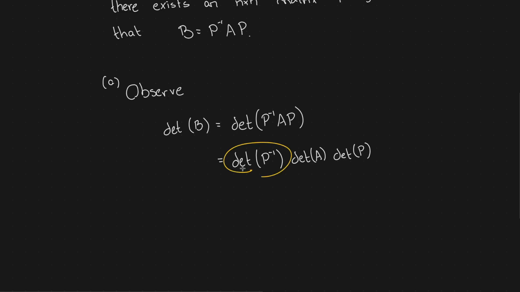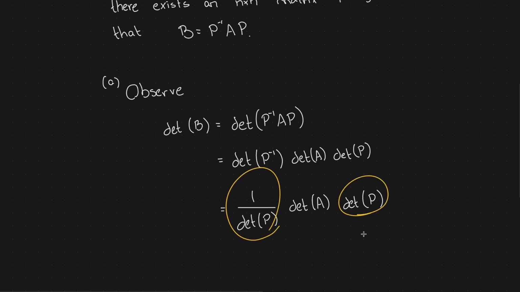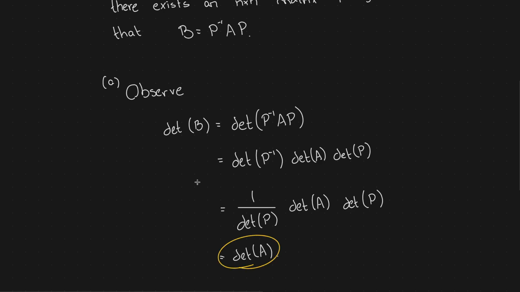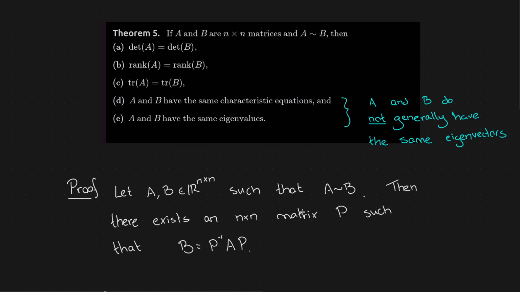And we know that the determinant of an inverse matrix is 1 over the determinant of the original matrix. These are properties of determinants we've already looked at, we've already proven. 1 over determinant of P times determinant of P, they will cancel, leaving us just determinant of A. So determinant of A is equal to determinant of B. All right? So A is done.